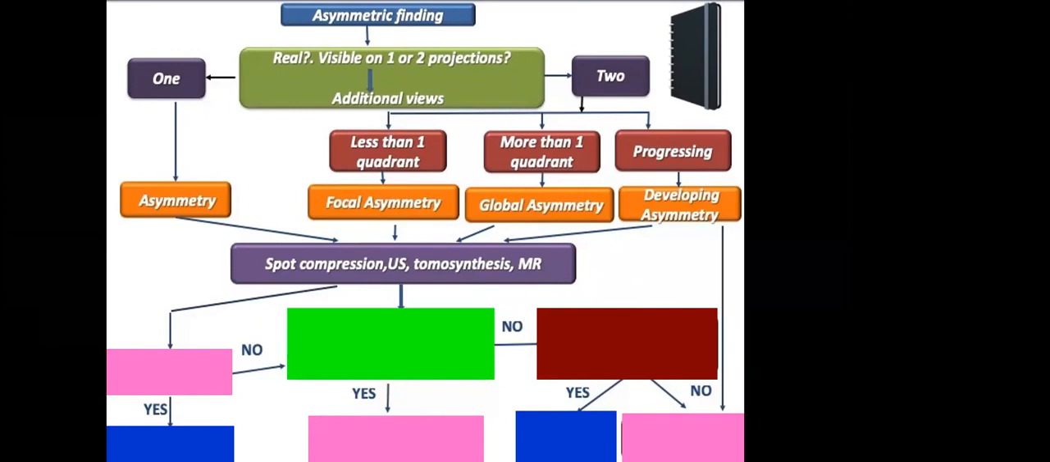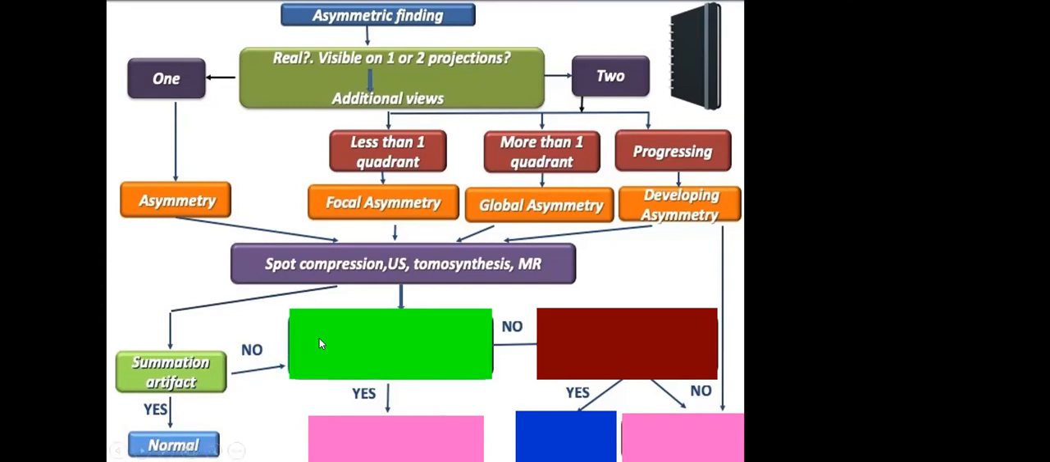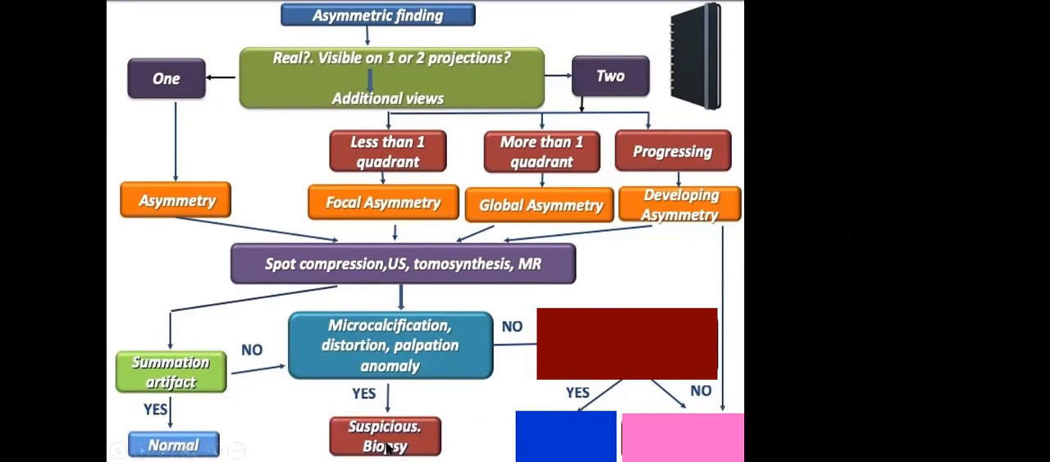If it is summation artifact, that means it will be BI-RADS 1. So it will be normal. If it is not summation artifact, I will look for any associated abnormality: microcalcification, distortion, or associated palpable abnormality. If yes, it will be BI-RADS 4. It's suspicious, and I have to proceed for biopsy.